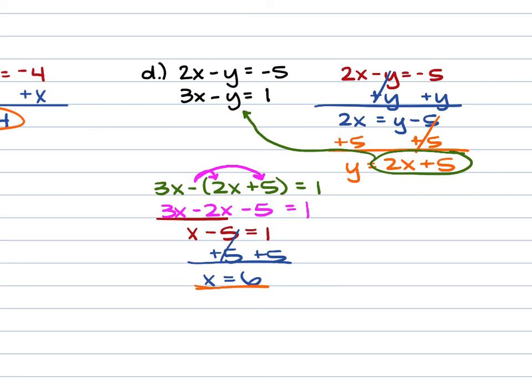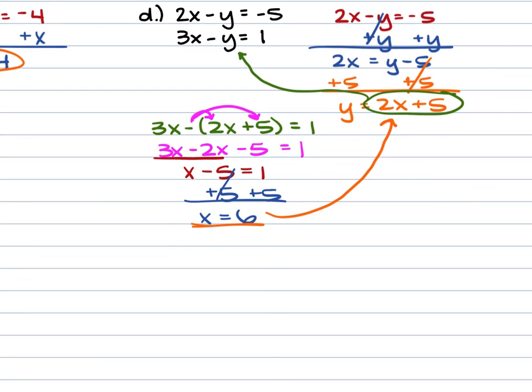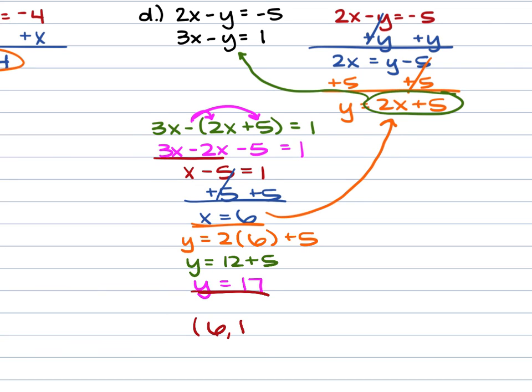I have x is equal to, I want what y is equal to as well. So I'm going to plug this 6 in for x in that 2x plus 5. So we have y is equal to 2 times 6 plus 5. The 2 times 6 is 12, so y is equal to 12 plus 5. 12 plus 5 is 17, so y is 17 when x is 6. So again, I make my ordered pair from this. So I'm just going to have 6 comma 17.